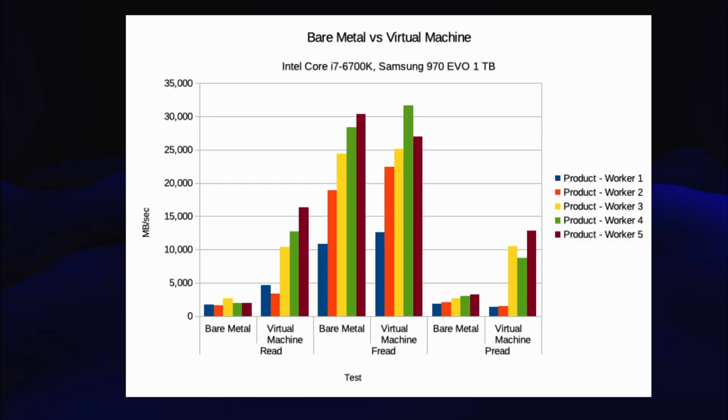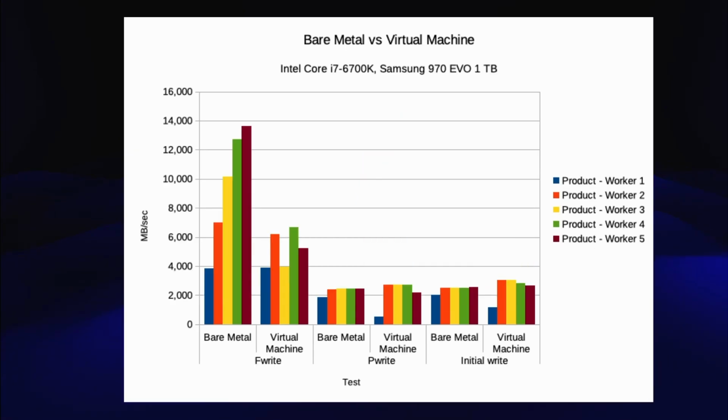This was IOzone from 4 years ago on the 6700K. This is running a Samsung Evo 970, a 1 terabyte. On this one, the reads were better and the writes were about the same for both virtual machine and bare metal, as you'll see here. They're pretty close, except for this one on the P read or F write. F write was better on bare metal than it was on the virtual machine. But the rest of them look pretty level to me.